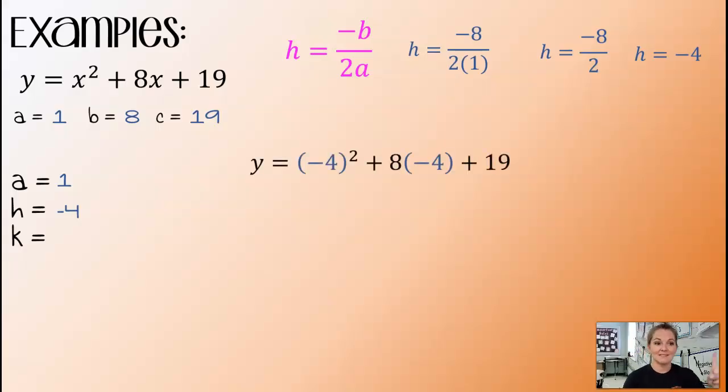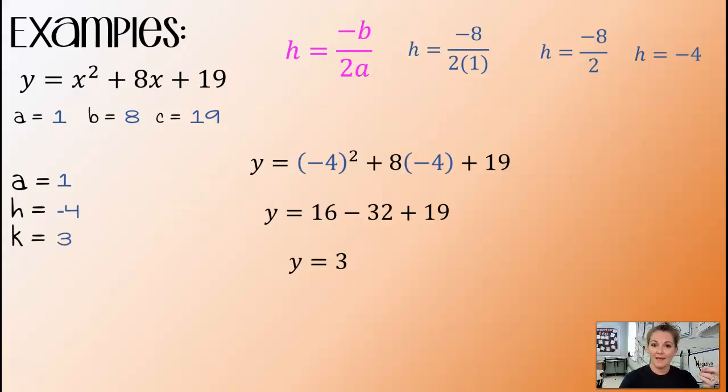Plug that into my standard form. So I have negative 4 squared. I'm inputting that h, that is my x value of my vertex, and finding my y, which is my k. So plugging in negative 4, I get negative 4 squared plus 8 times negative 4 plus 19. Negative 4 squared is a positive 16, because a negative times a negative is going to give you a positive. So positive 16 minus 32, because 8 times negative 4 is negative 32, and then plus 19. Using my calculator from there, I get that my y is equal to 3.